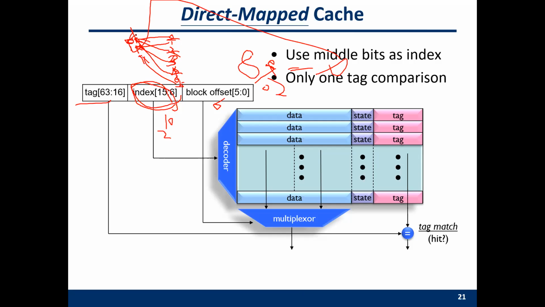But even when I go to this 0 entry, I do not know whether this entry has my data or not. I need to compare against this tag. Maybe this 0 entry stores the 0 address. So in this case, I still have a miss. Maybe this entry has the 8 address, then the tags are exactly the same. I can get a hit. But during this access, I only compare against the one tag.